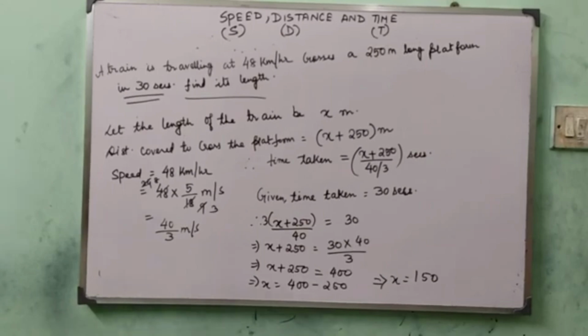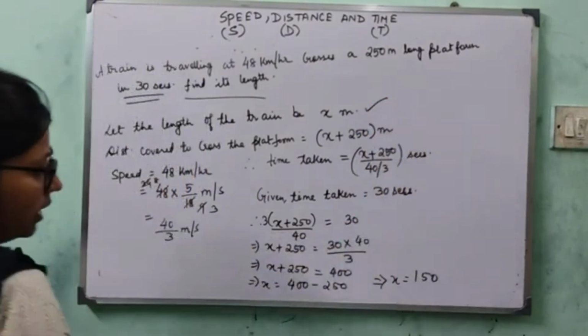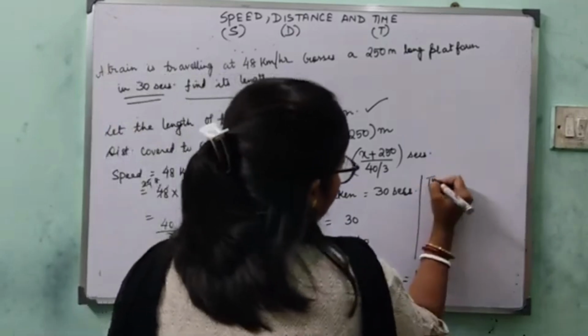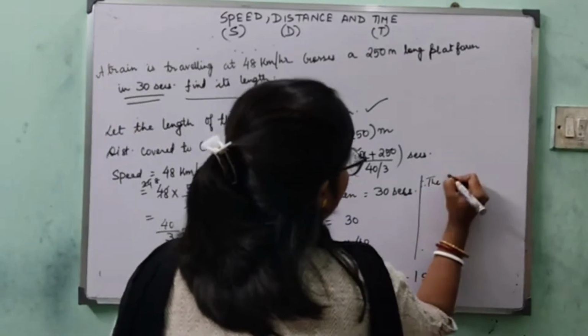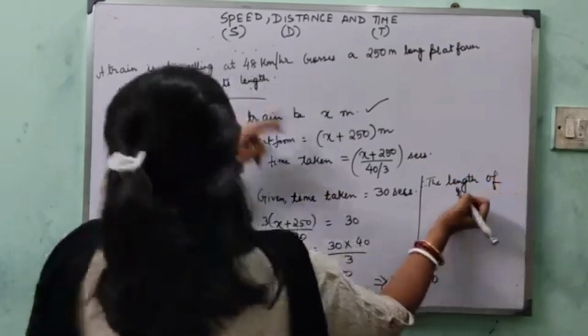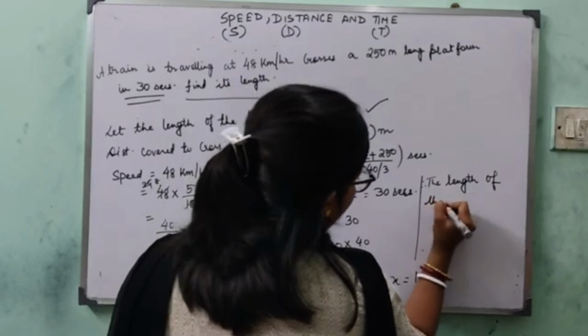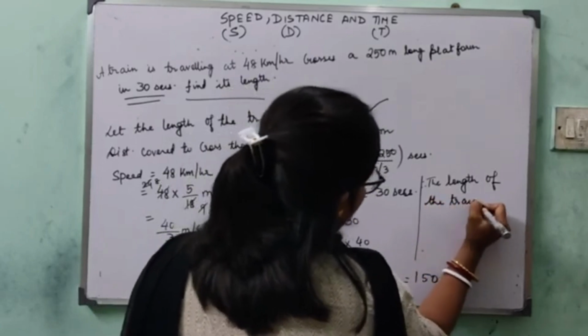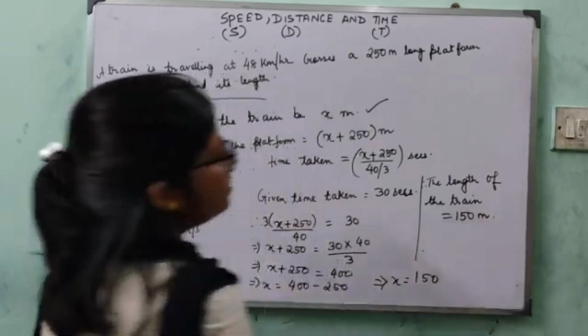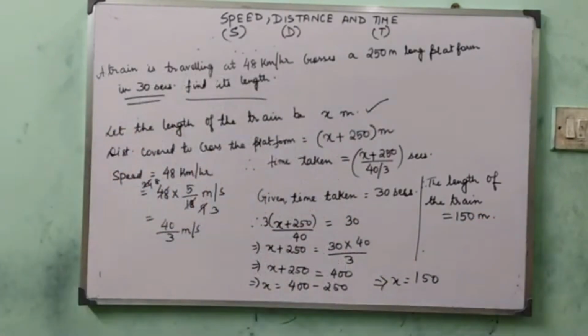So we can say, what is the x? X is the length of the train, that is what we are asked. So we can say, therefore the length of the train equals 150 meters. So it ends over here.